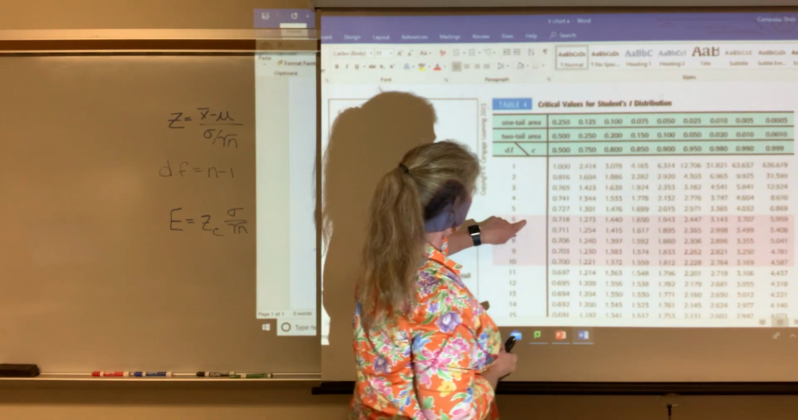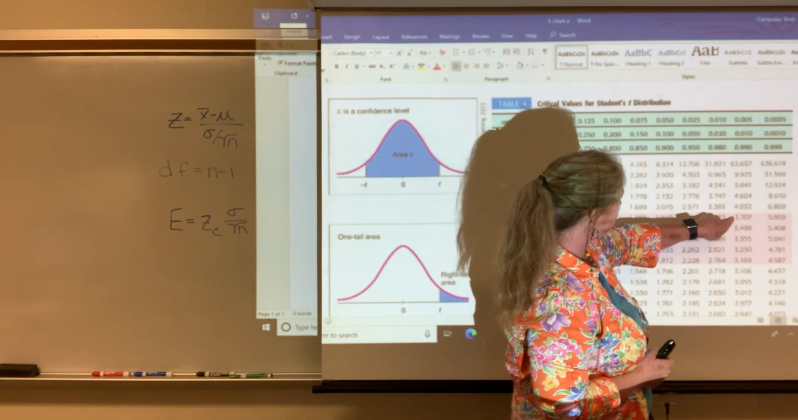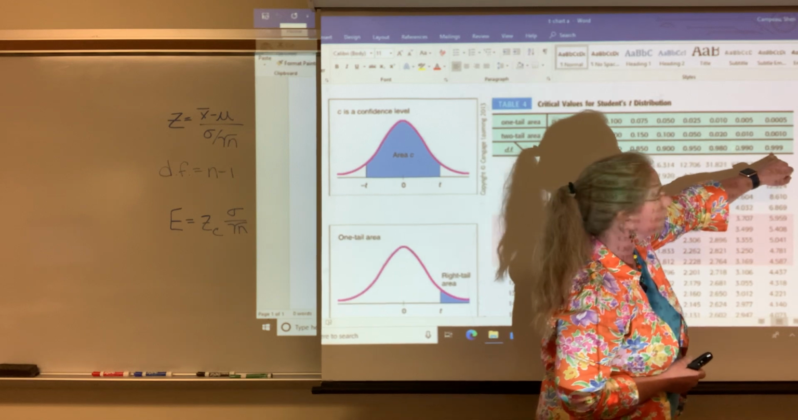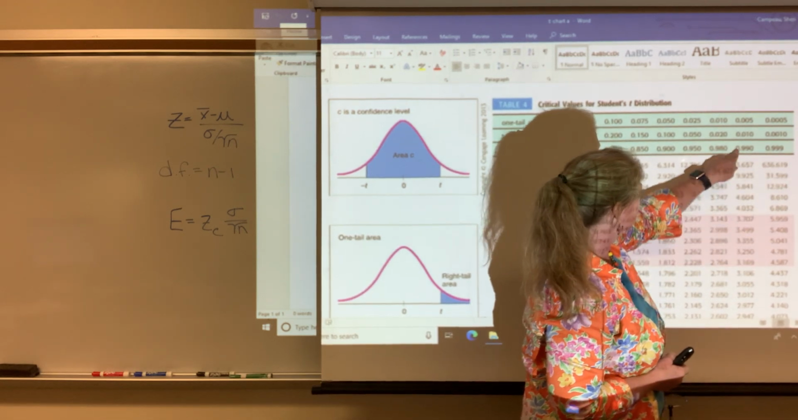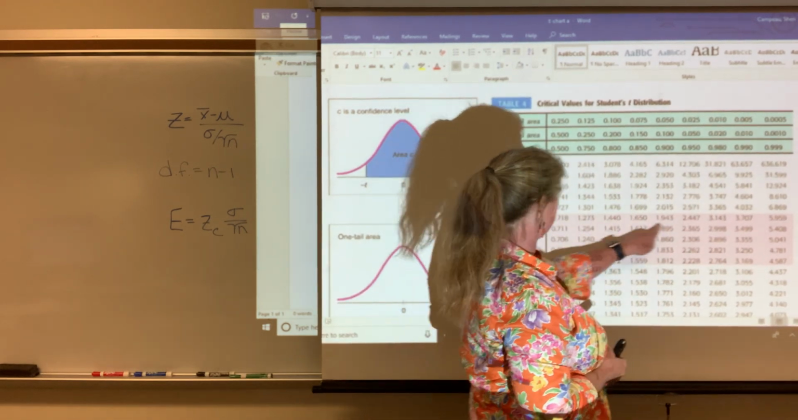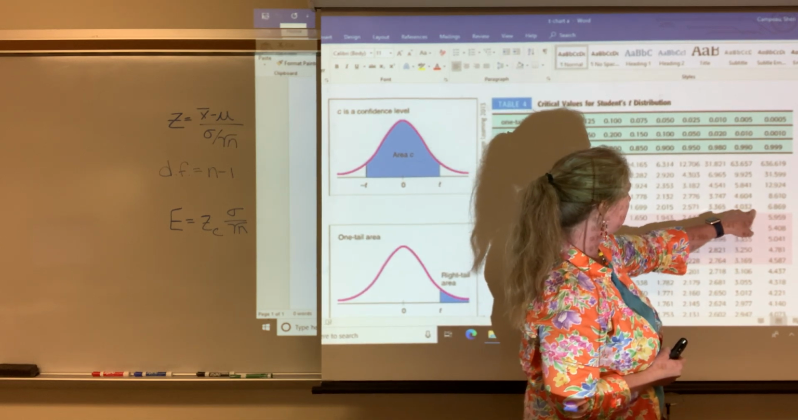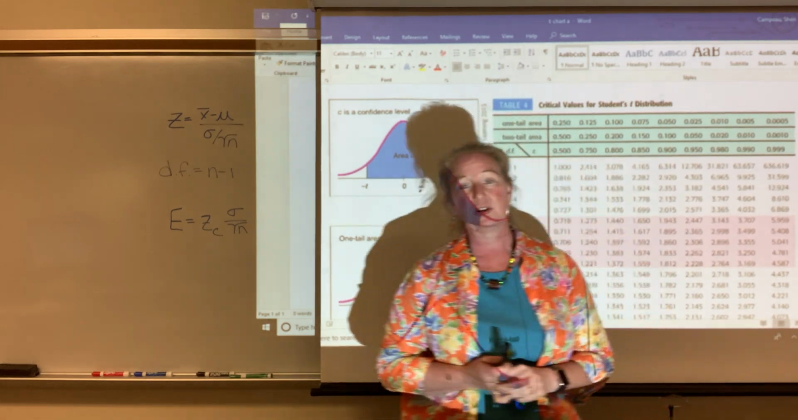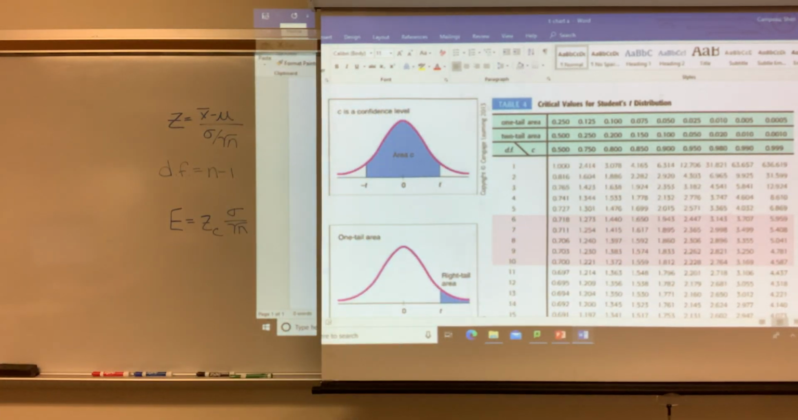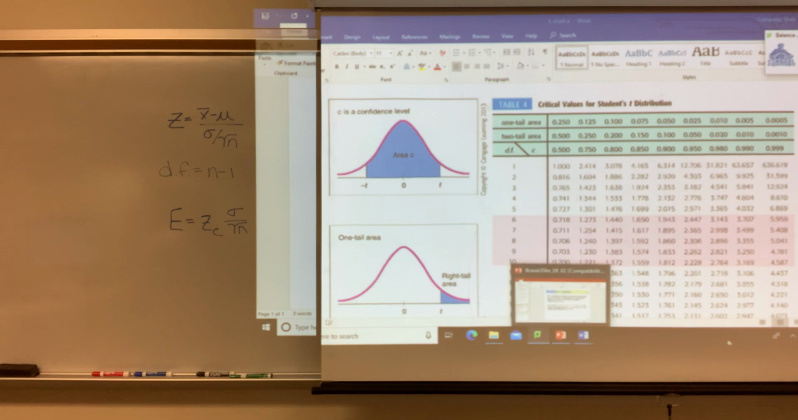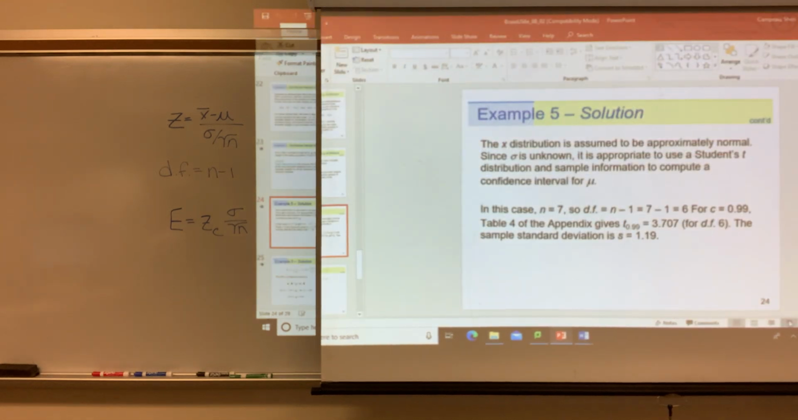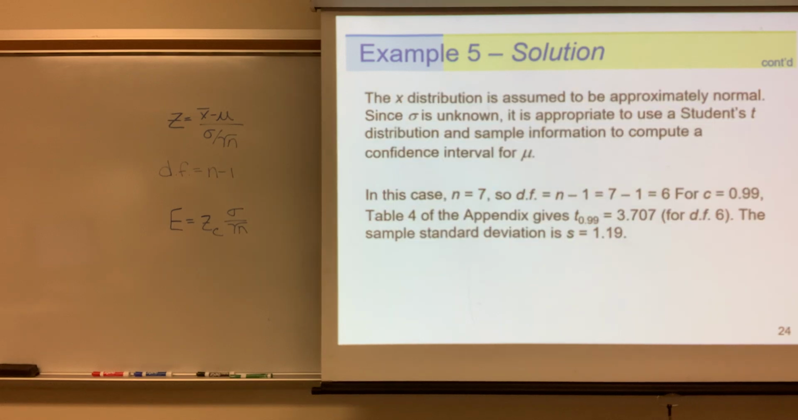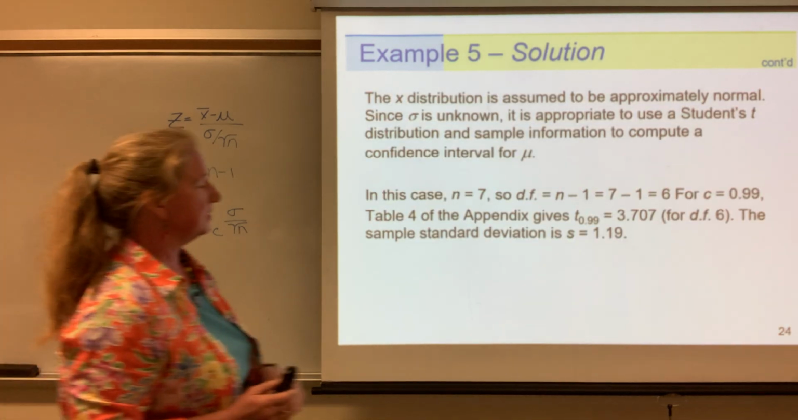So n minus 1 is 6. We go over to 99. Notice that this is 0.99, this is 0.999. So just keep track of that. So I have 6, 99. So my t value, which is this value up in the center, is 3.707. Okay. Let's jump back in. So sure enough, we found the same t value. It is 3.707.